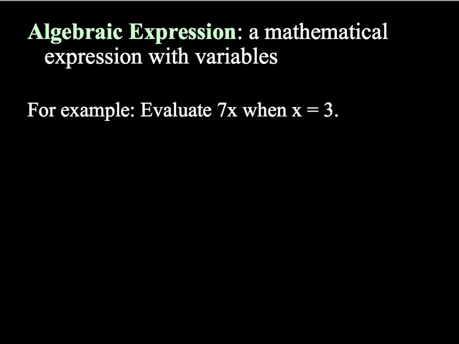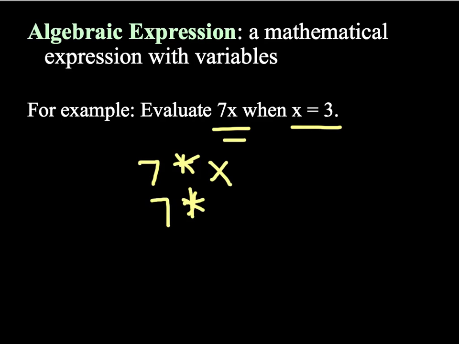An algebraic expression is an expression with variables. For example, we might say, evaluate 7x when x equals 3. 7x is an algebraic expression. To solve, we replace the x with 3 since x is equal to 3. So we get 7 times x, which is 7 times 3, and we know that 7 times 3 equals 21. So 21 is your answer to this problem.